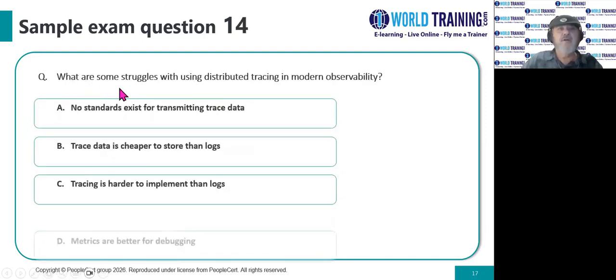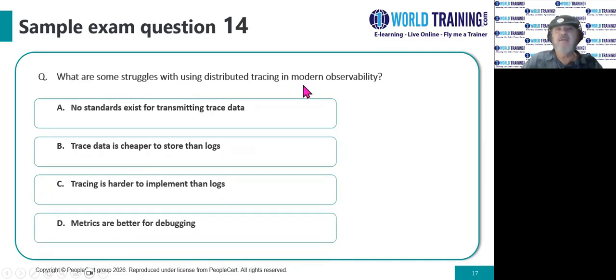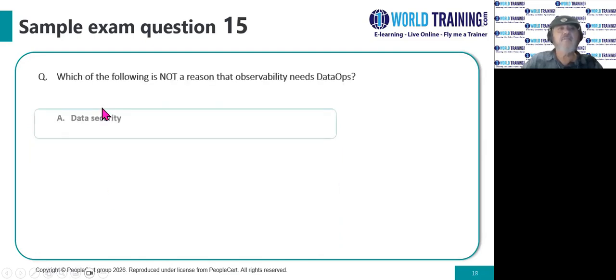Question 14, what are some struggles with using distributed tracing in modern observability? No standards exist for transmitting. Yes, there are standards. Trace data is cheaper to store than logs. That's not true. Tracing is harder to implement than logs. Okay, that's a possible answer. Metrics are better for debugging. Well, that's also not true. So the best answer is C. Tracing is harder to implement than logs.